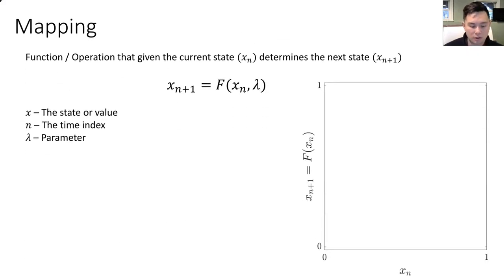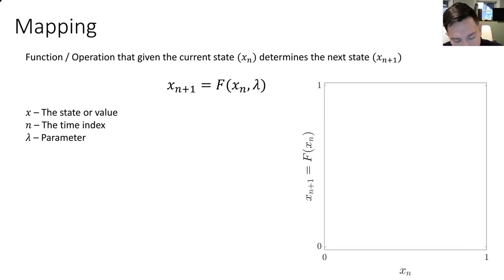Mapping is a function or operation that takes us from our current state, x sub n generally, to our next state, x sub n plus 1. This is done using some sort of function. For our class, we're going to say that our next state, x sub n plus 1, is equal to that function f of our current state, x sub n, and maybe a parameter lambda.